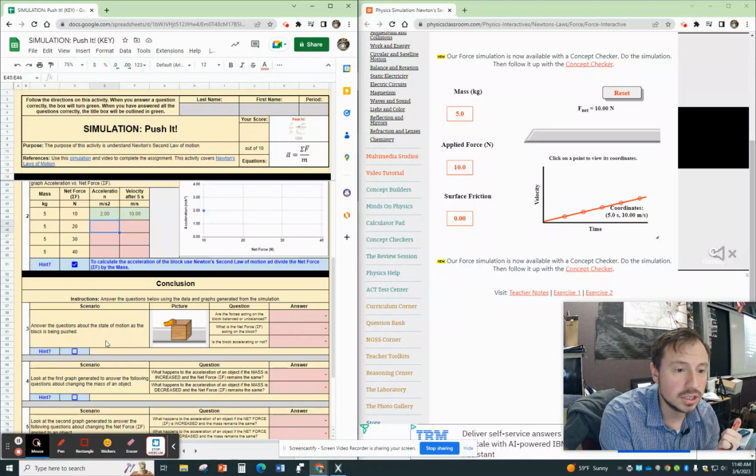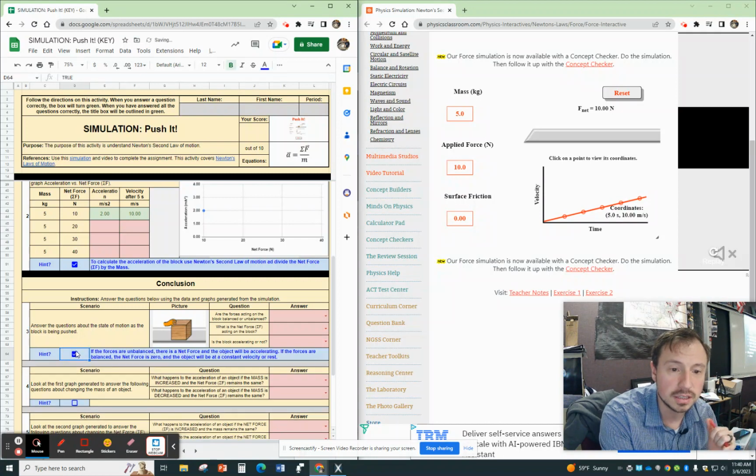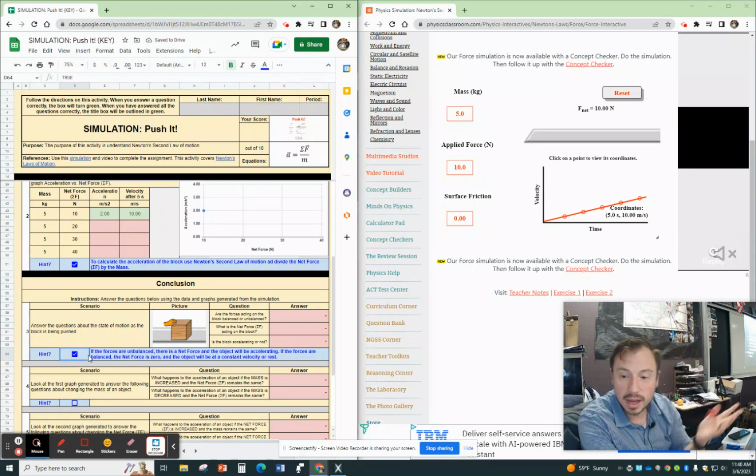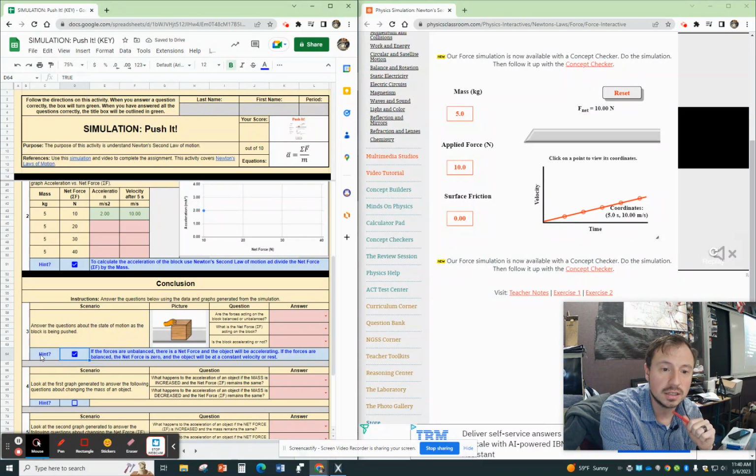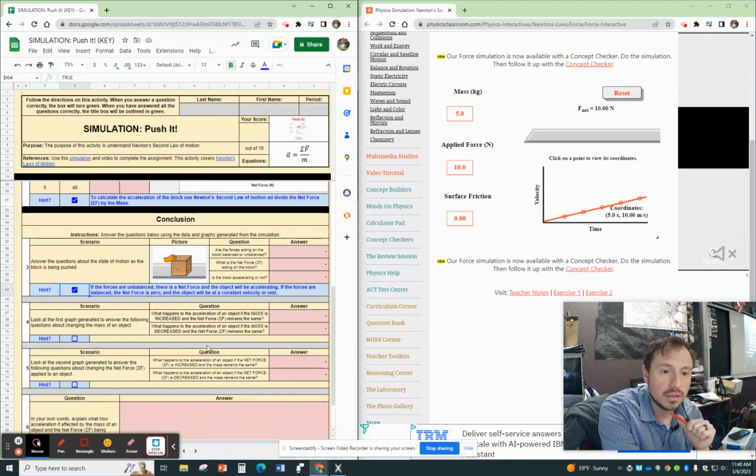So the conclusion questions ask you questions based on the different graphs. So answer the questions about the state of motion as the block is being pushed. So I can give you little hints there. Just tell me if the forces are balanced or unbalanced, what's the net force acting on the block, and is the block accelerating or not.